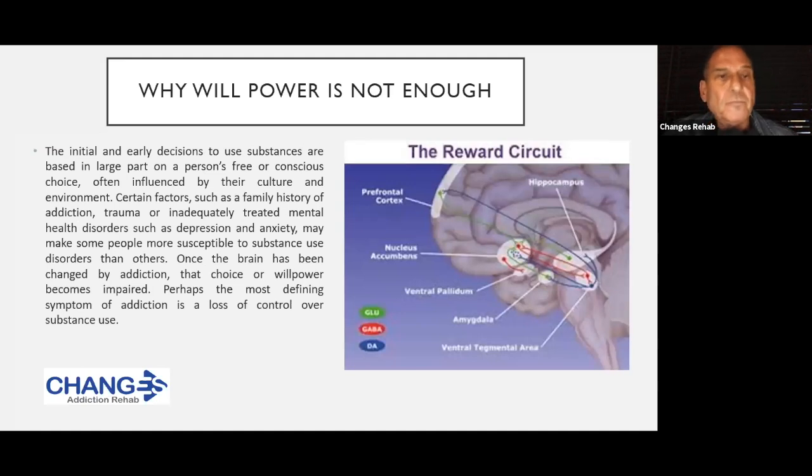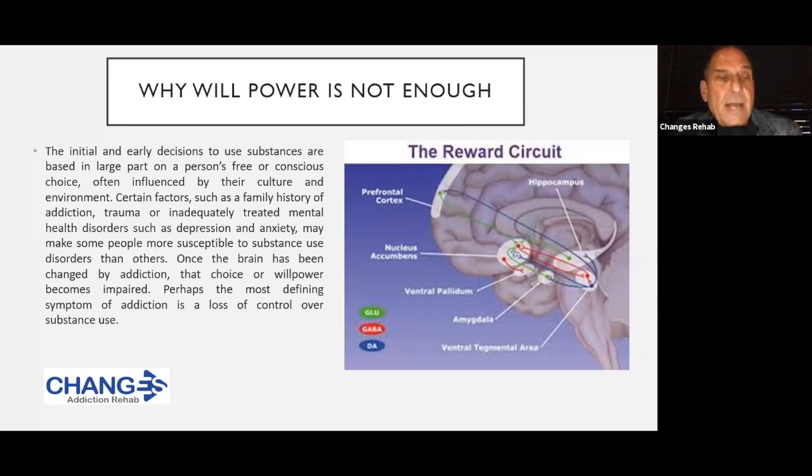Next. Okay. Why is willpower not enough? The initial and early decisions to use substances are based in large part on a person's free or conscious choice, often influenced by their culture and environment. Certain factors such as family history of addiction, trauma, or inadequately treated mental health disorders such as depression and anxiety may make people more susceptible to substance use disorders than others.